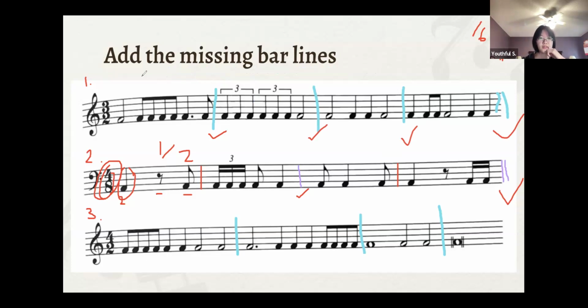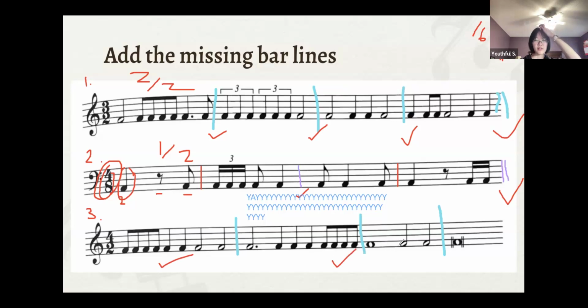Okay, so this one is full marks. And then let's see the third one. 1, 2, 3. Wait, this is for 2 time. Okay. 1, 2, 3. Wait a second. Okay, that's 2, 3, 4. 2, 3. Oh wait, add the double bar line at the end. That's minus 0.5. That's 1.5 out of 2.